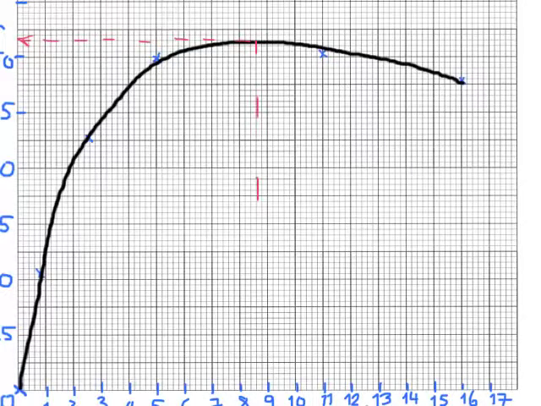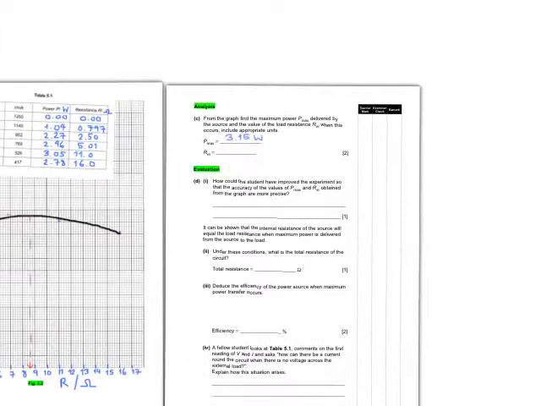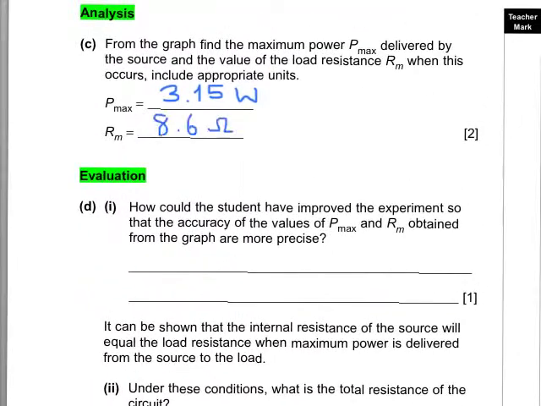Go down all the way to the bottom here, nearly there. Okay, and that's going to be 8.6. So let's fill that in up here. And finally, the evaluation. How could the student have improved the experiment so that the accuracy of the values of Pmax and Rm obtained from the graph are more precise?